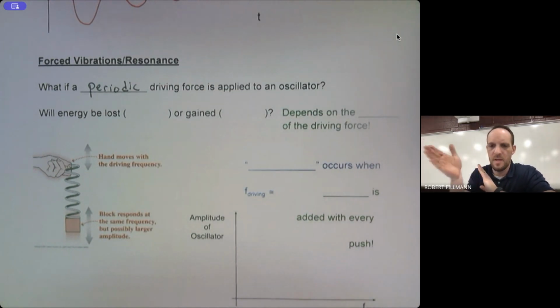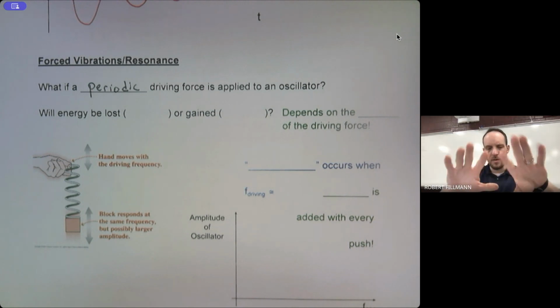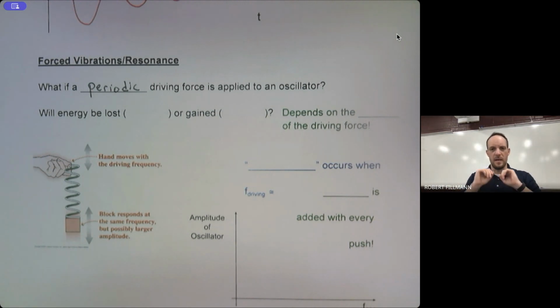So if something's vibrating back and forth, you can't just give it a steady push. That's just going to shove it in that direction. You've got to give it a push and then step back and wait, and then give it another push and step back and wait. And every so often, or every period of time, you give it another push. A good example is pushing somebody on a swing set. There's a rhythm with which you push. You don't just push steadily on somebody. You wait and you push again, and then you wait and you push again. That's a periodic driving force.